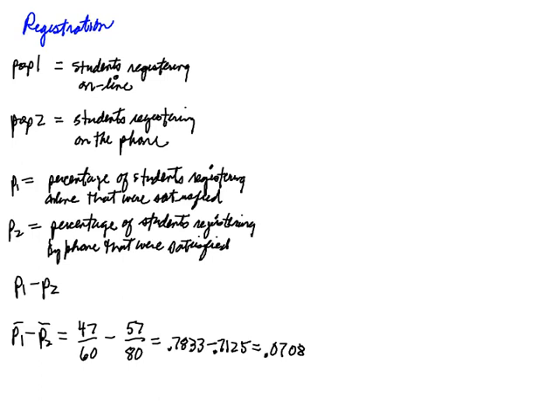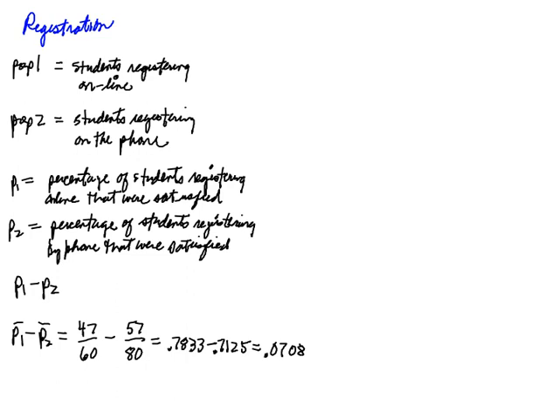A university is interested in evaluating registration processes. Students register for classes by using either a telephone registration system or an online system that is accessed through the university's website. Independent random samples of 60 students who registered online and 80 students who registered by phone were selected.